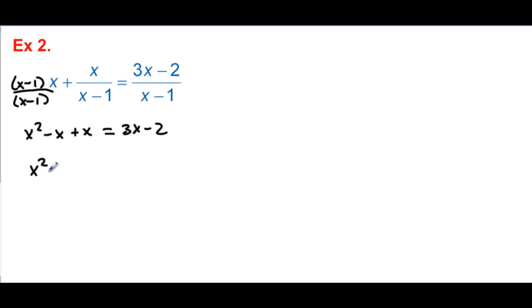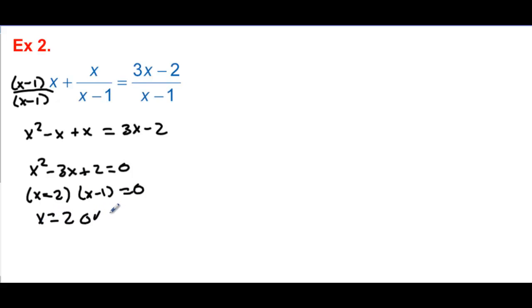I have x squared minus 3x plus 2 equals 0. X minus 3, nope, not x minus 3, but x minus 2 rather, x minus 2, and then x minus 1 equals 0. So x equals 2 or x equals 1. Now the only bad solution I could possibly get is 1, because then 1 would make the denominator 0, and we can't have that. So 1 is not a solution, but 2 is.